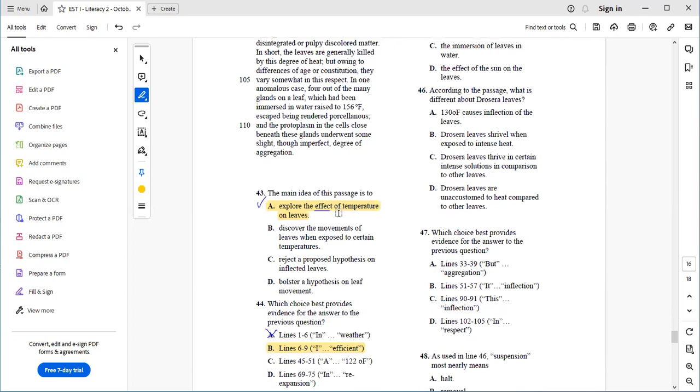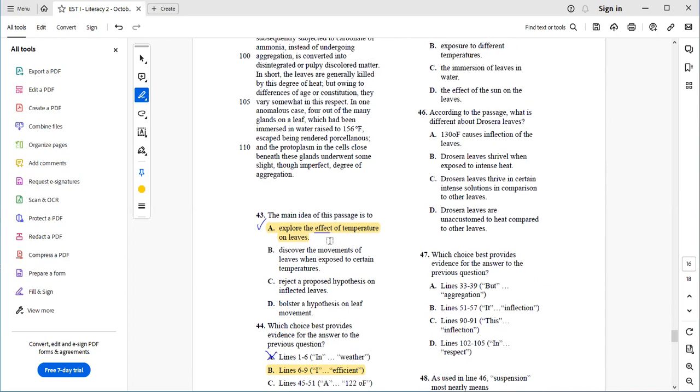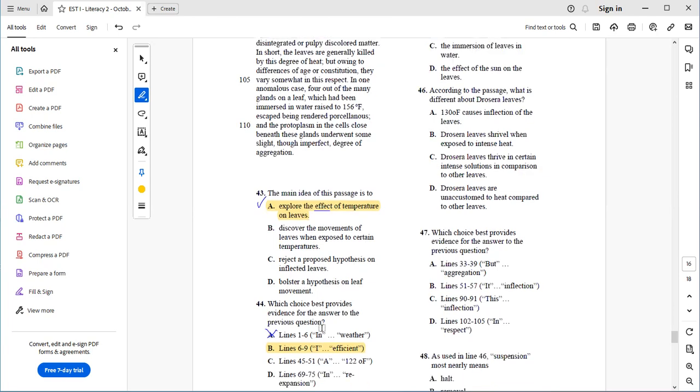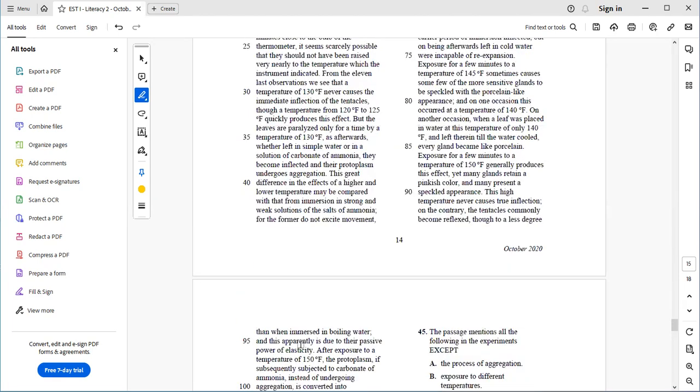He talked about temperature, but he doesn't talk about its effect, because he said warm and cold, and no kind of exploration. Discover the movements of leaves when exposed to certain temperature. Yes, he talked about movements of leaves, but he didn't talk about a certain temperature. Reject a proposed hypothesis on inflected leaves. He talked about inflected leaves, but he didn't reject a proposed hypothesis. He didn't refuse anything. Support a hypothesis on leaf movement: you talk about leaf movement when it's inflected, but there is no hypothesis that is going to be supported. So A is wrong. Let's look at B, from 6 till 9.